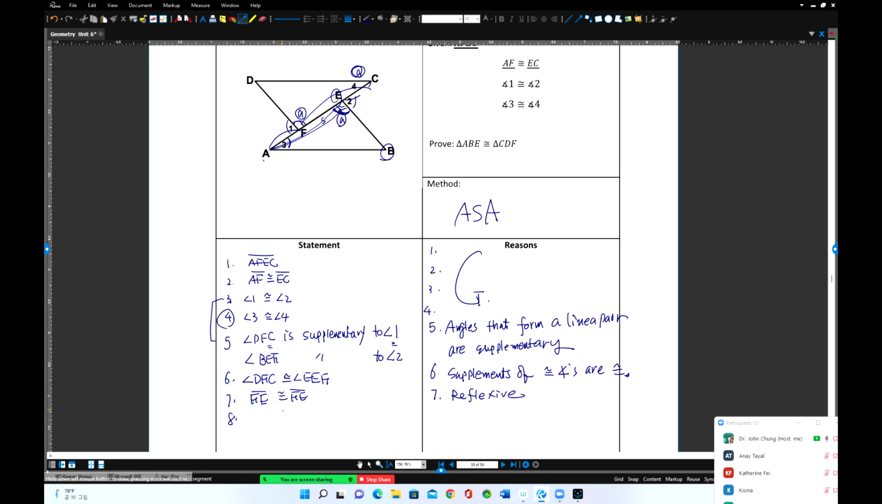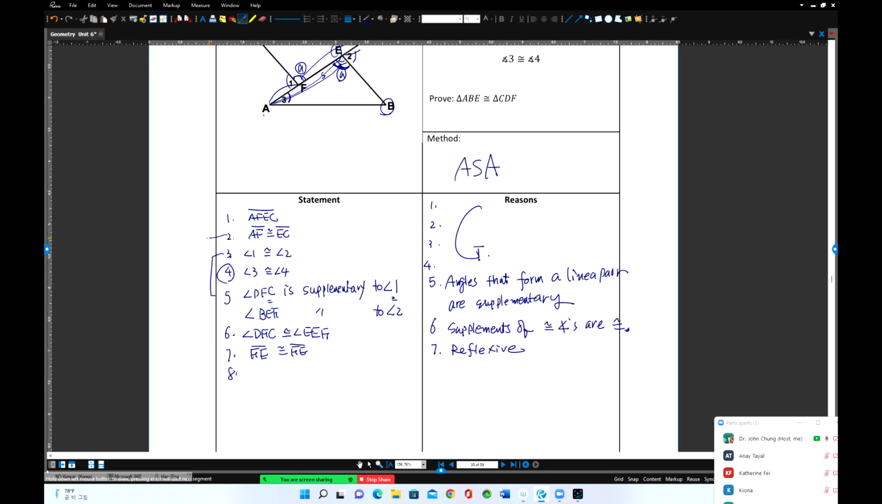The next one, you can add this one, AF, and the reflexive over here, right? AF plus FE is congruent to EC plus FE. That is addition. Now this one is replaced with what? AE, right? Because AF plus FE equals AE, from here to here, right? AF plus FE.